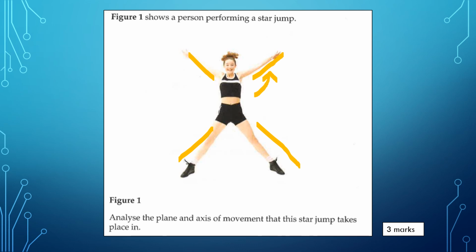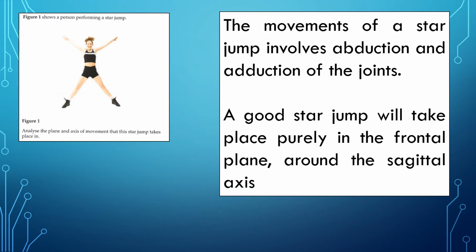Okay, what type of movements are involved, and therefore what plane of movement is that on, and around what axis is it working? There are your 3 marks. Okay, well done if you said the following. The movements of a star jump involves abduction and adduction of the joints. There's your first mark. A good star jump will take place purely in the frontal plane around the sagittal axis.